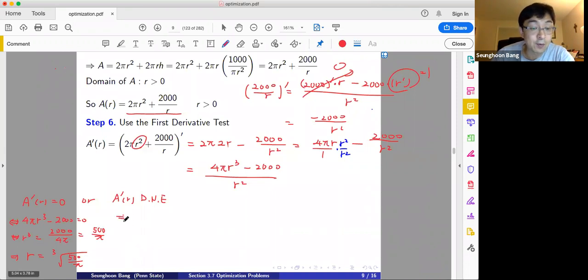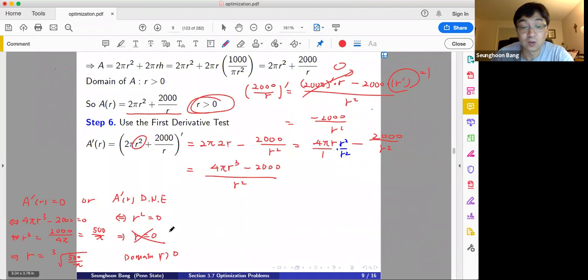A prime of r does not exist only when the denominator r squared equals 0. So we have r equals 0. But this is not a critical number because what's the domain? The domain is always greater than 0. We don't have it, r is not equal to 0. So we have only one critical number, the cube root of 500 over pi.